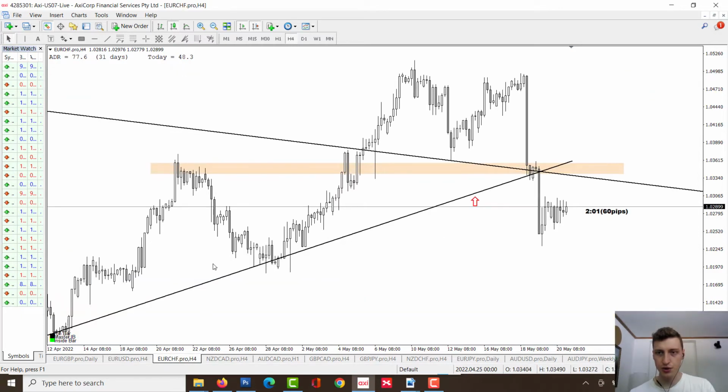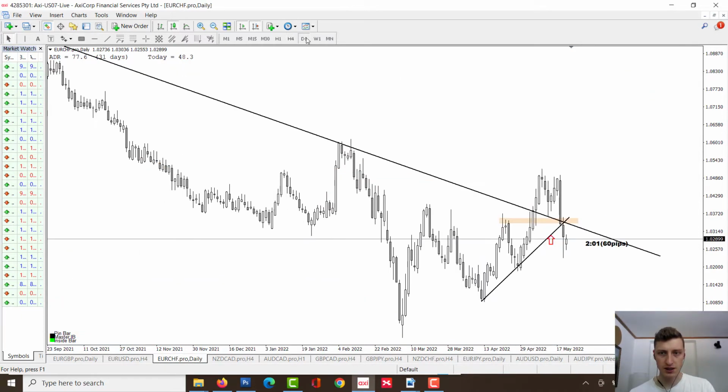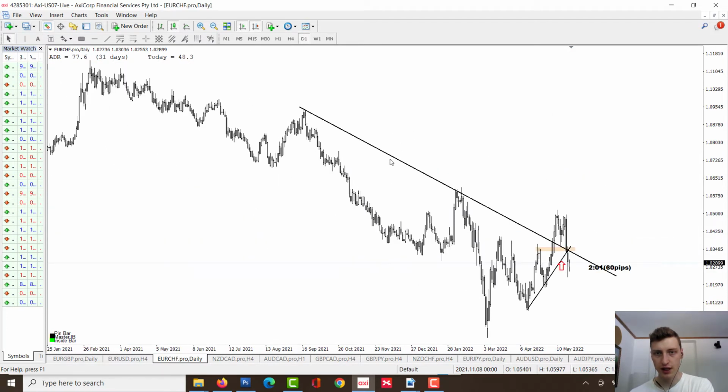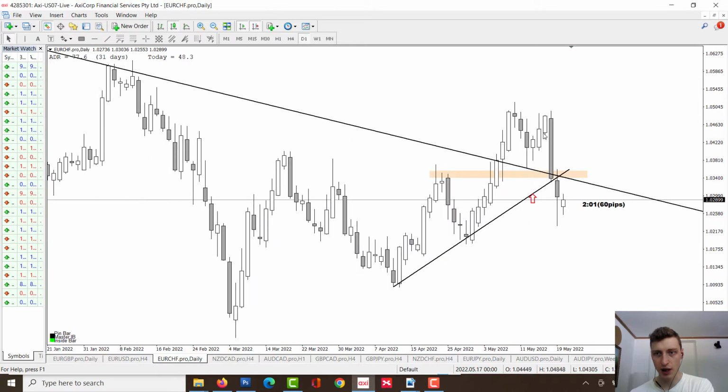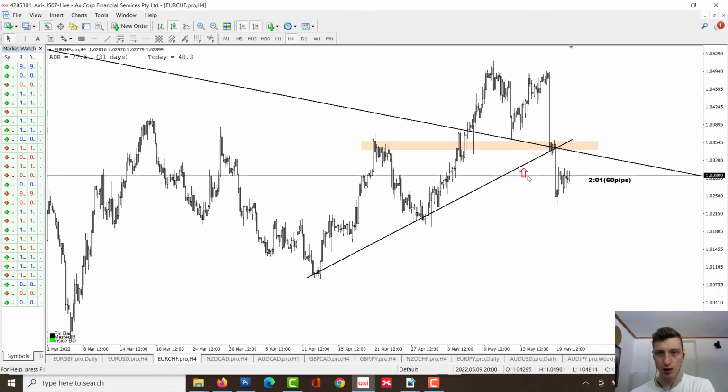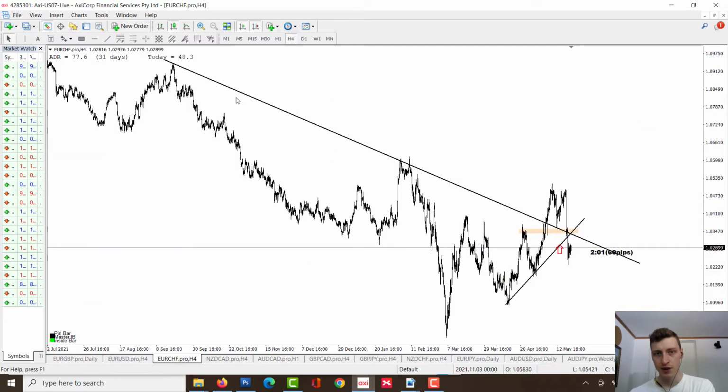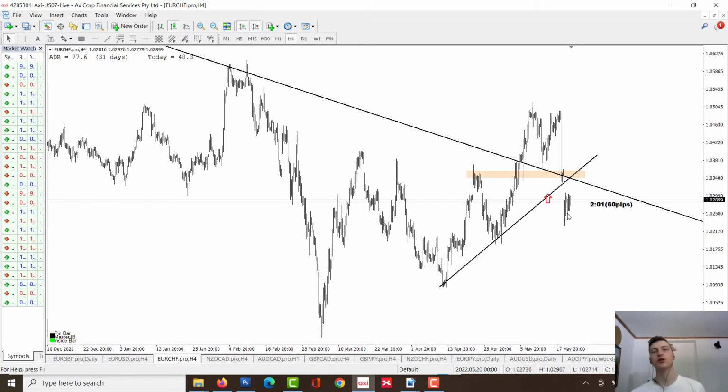Next, Euro Swiss. Let's take a look. Euro Swiss created this breakout to the upside out of this daily trend line, as you can see, but price is falling back through that trend line. So it was a false breakout to the upside, and right now price is finding a breaking point at this trend line. Look at that, price is breaking this trend line and this trend line. So what's that? Actually, we do not know.